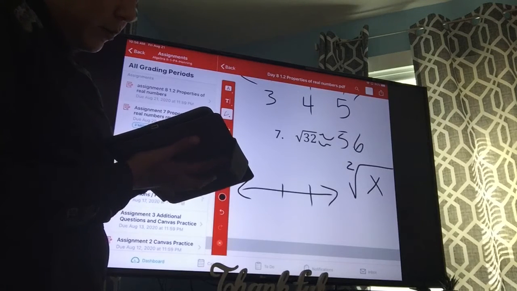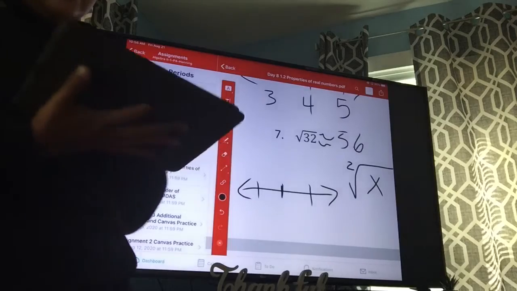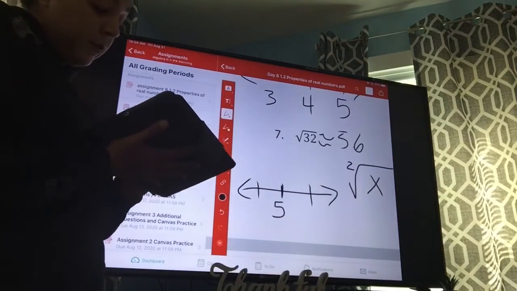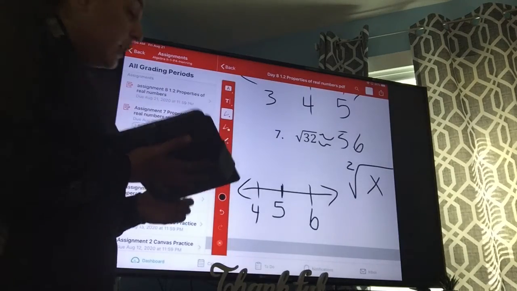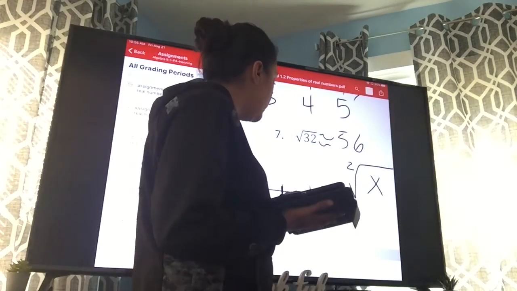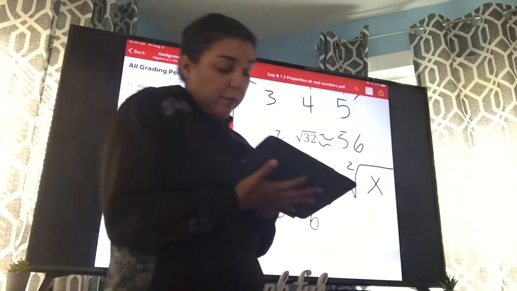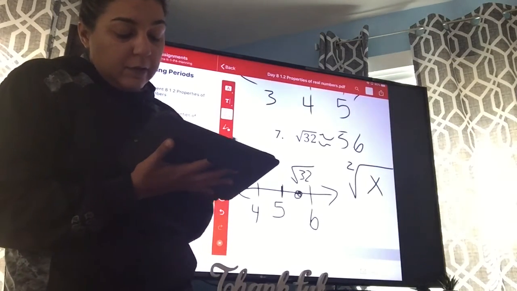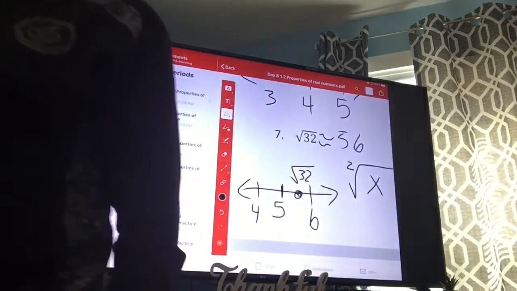What's going to be our center point? 5. And we go 1 up, 1 down, so we got 4 and 6. And 5.6 is going to be just about half, but a little bit more. So pick somewhere in there. I don't really care. And the number is really the square root of 32. Okay, so we got it labeled.